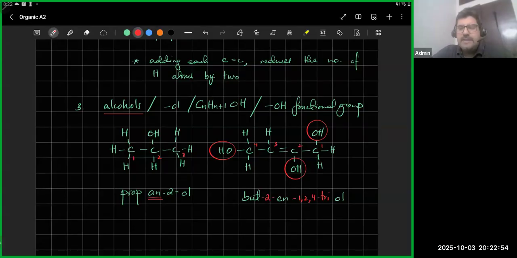Okay, so it's butanetriol, and it's going to be triol because there are three OH groups. The positions are 1, 2, and 4, and the double bond position is at number 2. Is that clear? Yes.